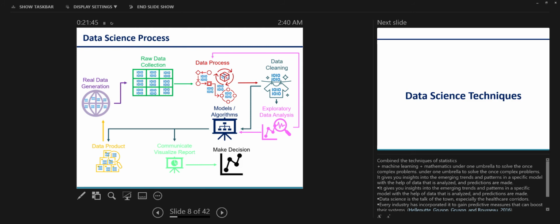So that is the whole process, and we also make the final decisions based on this communication report, the data visualization report. The resulting product of all the previous processes can again be stored in a real database, and then mixed in again as previous data that is going to be used. So these are the basics of data science.